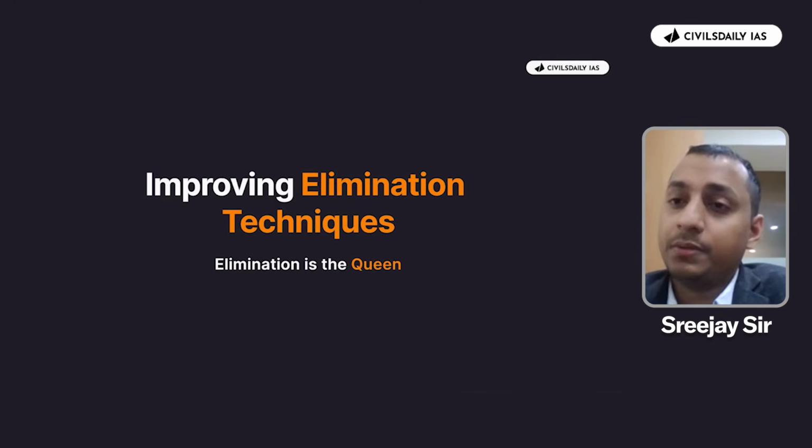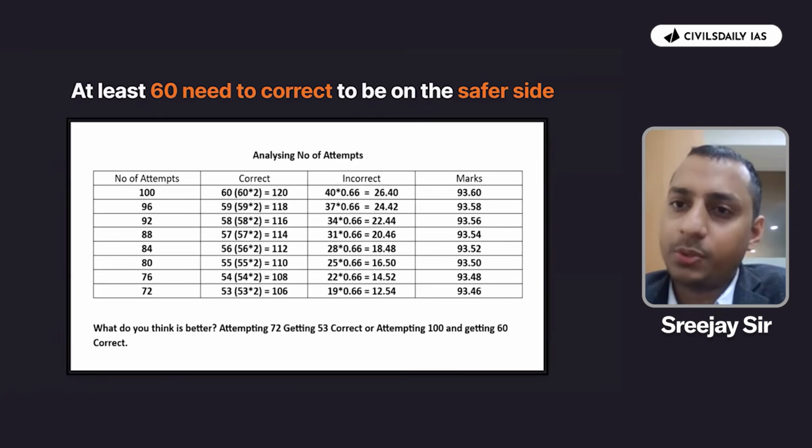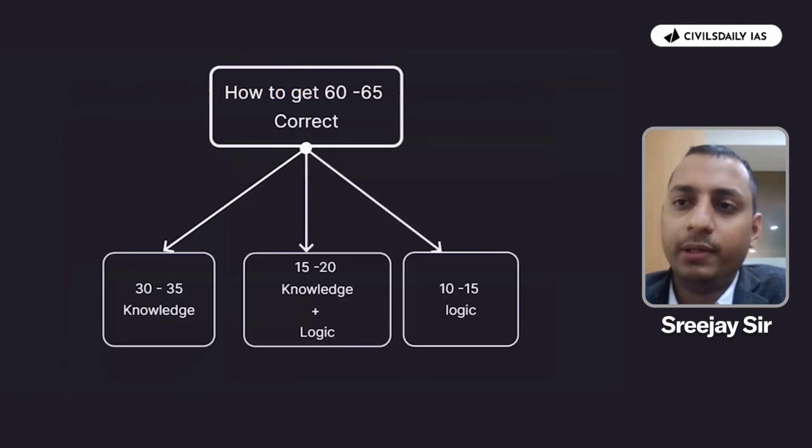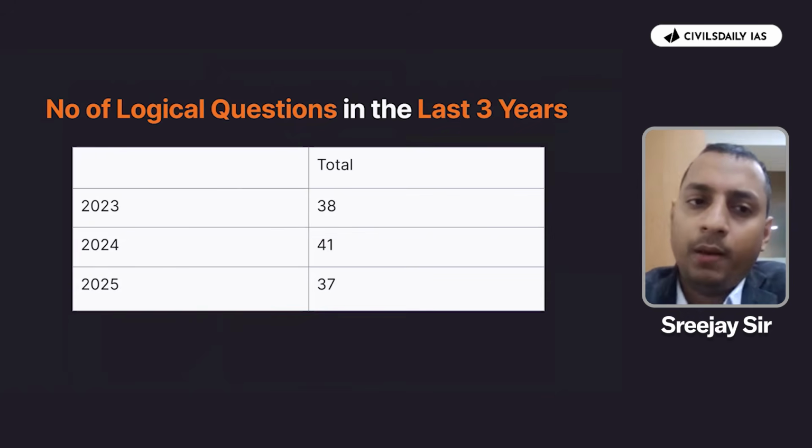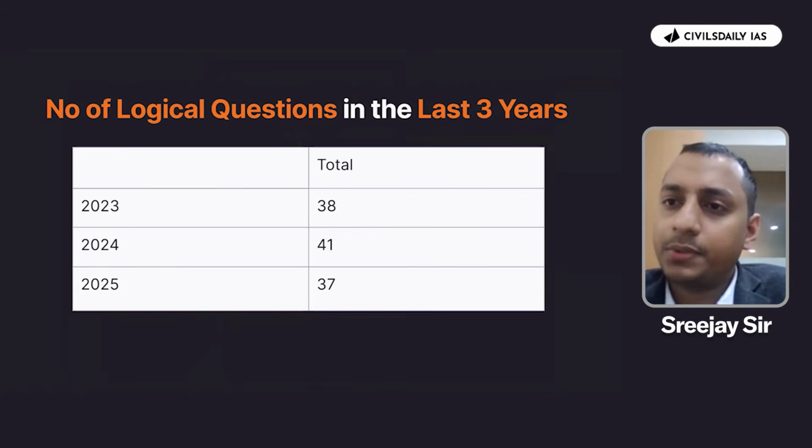So the second thing is to improve the elimination techniques. As I told earlier, to be at least 60 correct, 15-20 will be from logic. And I'll show you examples regarding the same. In 2023, close to 38 questions could have been solved logically. 2024 had close to 41, and 2025 had close to 37 questions that could have been solved logically. That's the importance of logic and elimination techniques.